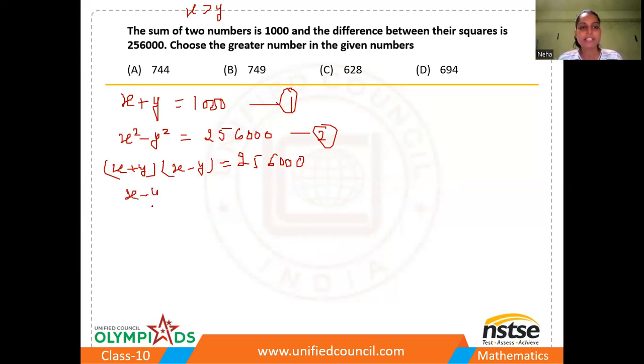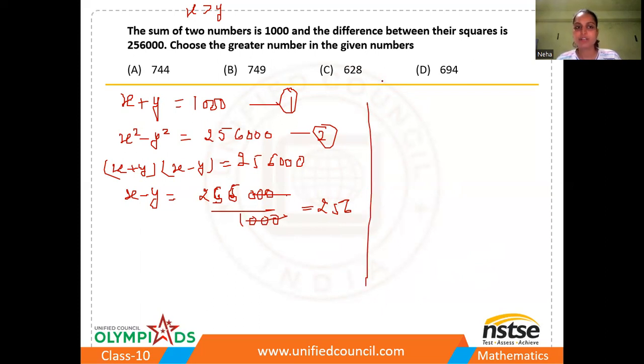So I can write that x minus y is nothing but 256,000 divided by 1000. Okay, so 3 zeros and 3 zeros cancel, this is 256. So the sum of the two numbers is 1000. The difference between the two numbers is 256. Here they are asking for the bigger number, so I can easily find the value of x.